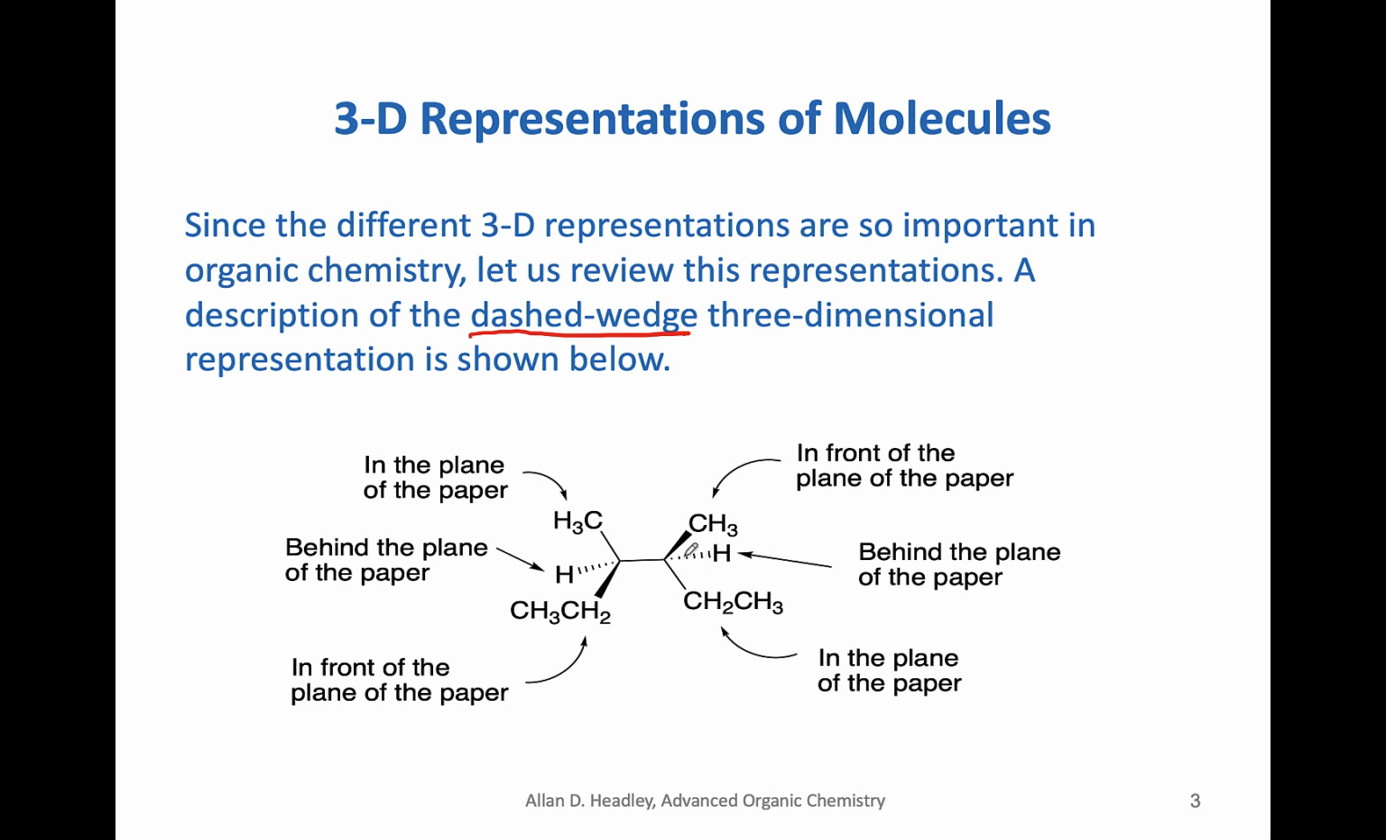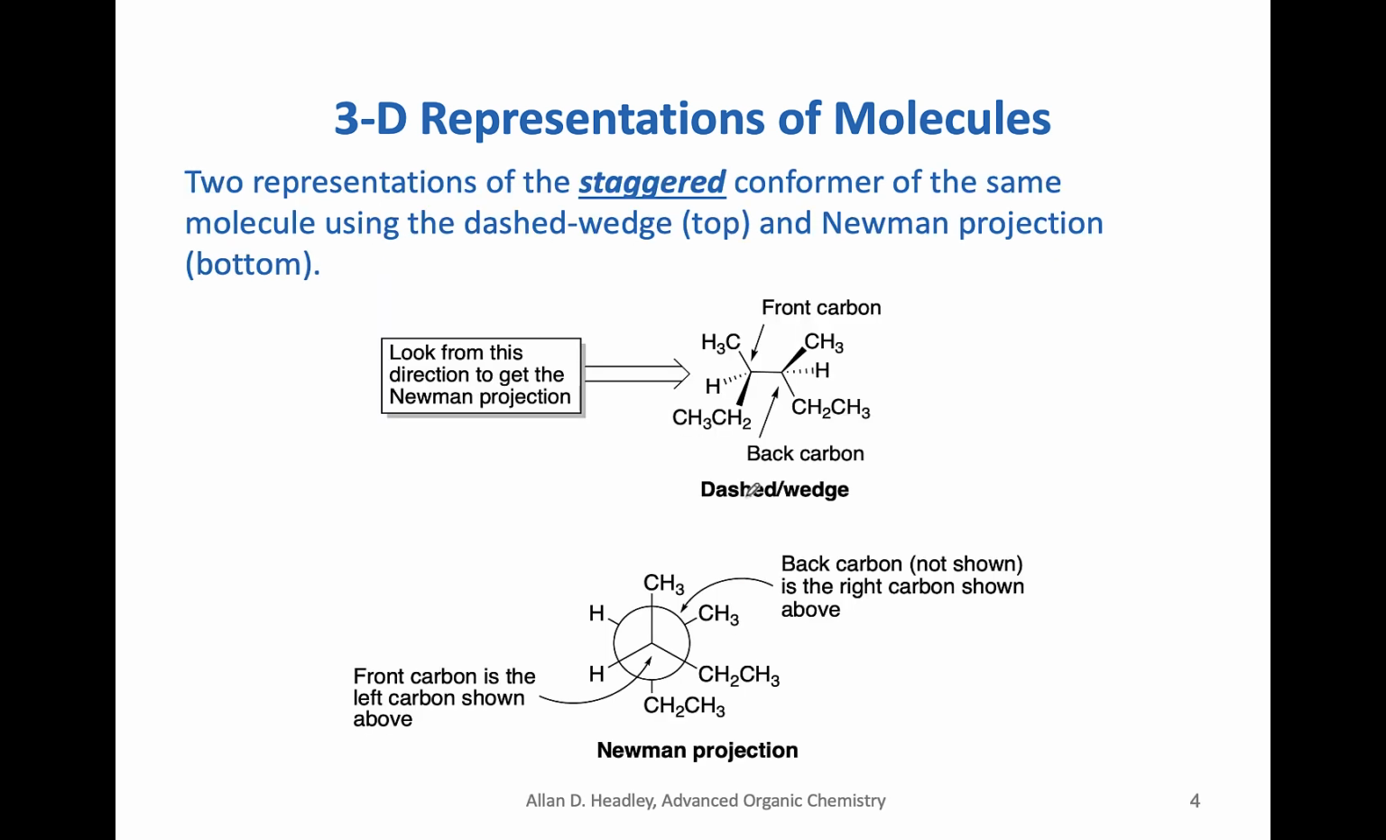So here's another one, another carbon right here. It has this CH2, CH3, which is in the plane of these four carbons here, and this one is behind because it is a dash, and the wedge is in front. So that's the dash-wedge representation of molecules. Let's look at the Newman projection. You may recall that the Newman projection is basically looking at the molecule down a carbon-carbon bond.